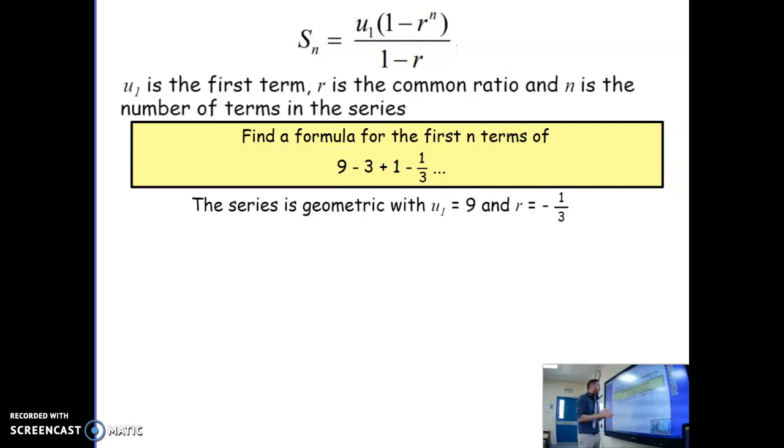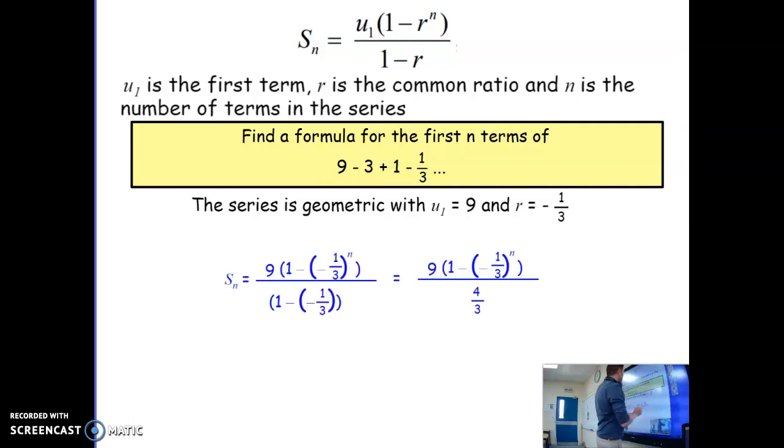Okay, the series is geometric, and the first term is 9, and the common ratio is negative 1/3. If I do negative 3 divided by 9, I get negative 1/3, and I could pick any pair again. What we're trying to find is n. So, got to be very careful with your substitution now. Substituting all of those values in, substituting the 9 in, where the 9 needs to go, and then substituting in r, which is that one there.